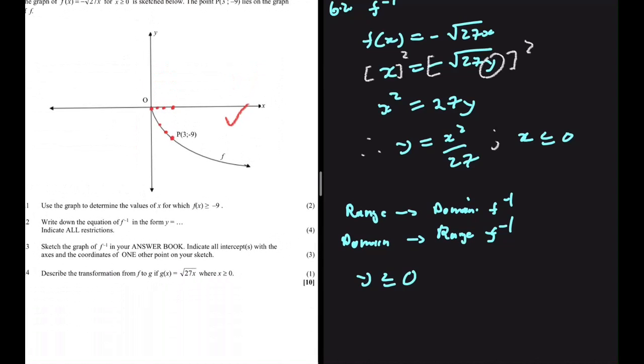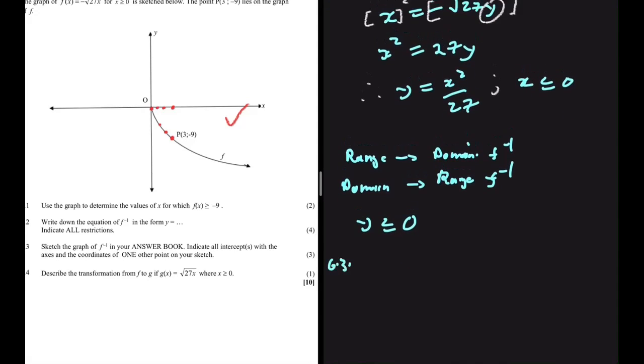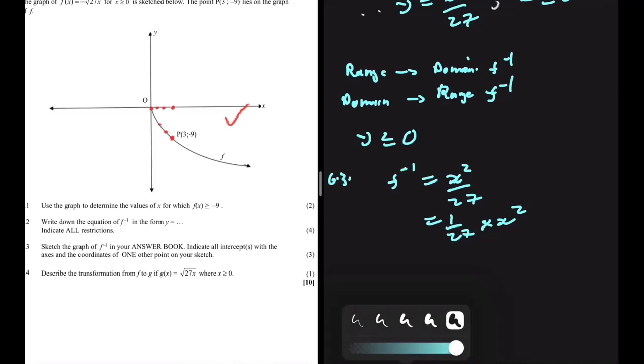Sketch the graph of f inverse in your answer book. Indicate all intercepts with the axes and coordinates of one other point on your sketch. 6.3, we have f inverse being equal to x squared divided by 27. This is the same as 1 divided by 27 multiplied by x squared, right? So we have a quadratic function. We need to indicate our intercepts.